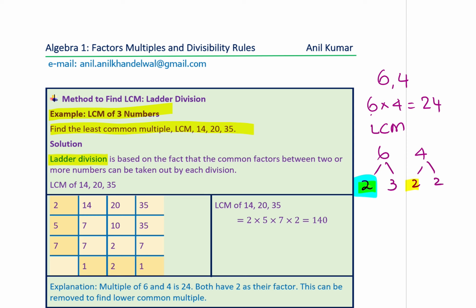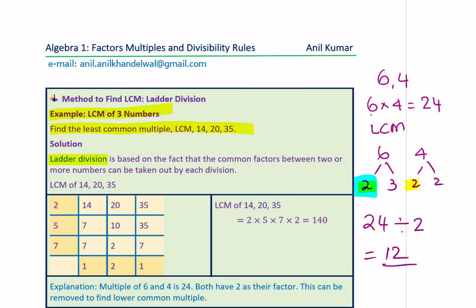Taking away one of them is as good as dividing 24 by 2, and then 12. 12 is also a common multiple of 6 and 4, a factor of 24. So that becomes now the lowest common factor. So the process was to divide by 2 and then we get our answer. Do you see that? Okay, so with two numbers we did.